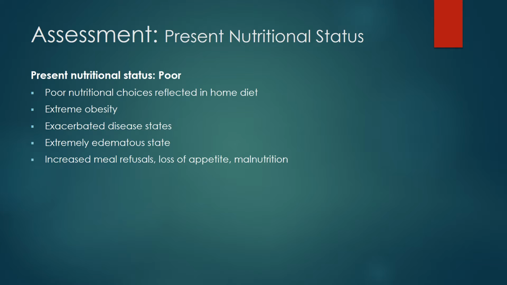Upon admission, the patient's present nutritional status was very poor. She had made very poor nutritional choices, which were reflected in her home diet and the choices that she made. She was extremely obese, reflective of her elevated BMI, class 3 obesity. She had various exacerbated disease states, so the chronic Hep C, the COPD exacerbation, and then the various flare-ups with bacterial infections and the degradation of her wound.